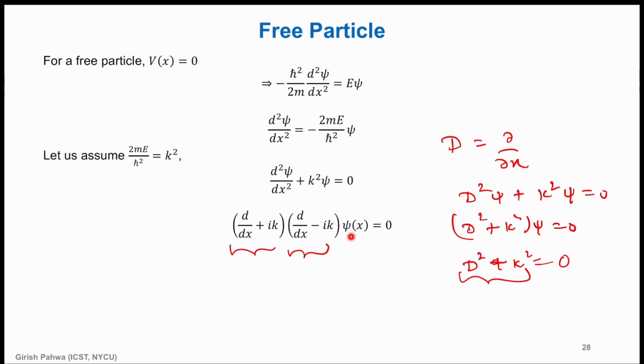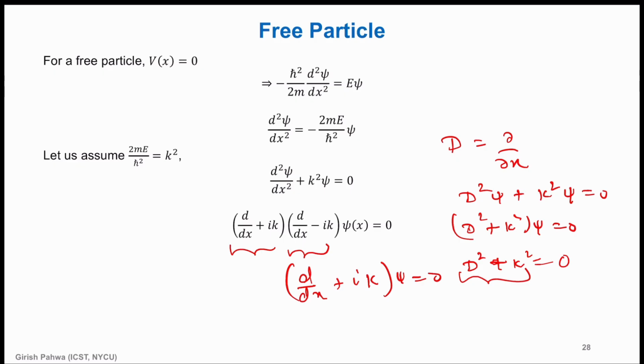This into this, because psi is not 0, so either this has to be 0 or this has to be 0, because this is non-zero, I know that. I'm talking about solutions which are non-trivial. So what do I get? D by dx plus iota k, psi equal to 0. What will be my psi from this equation?